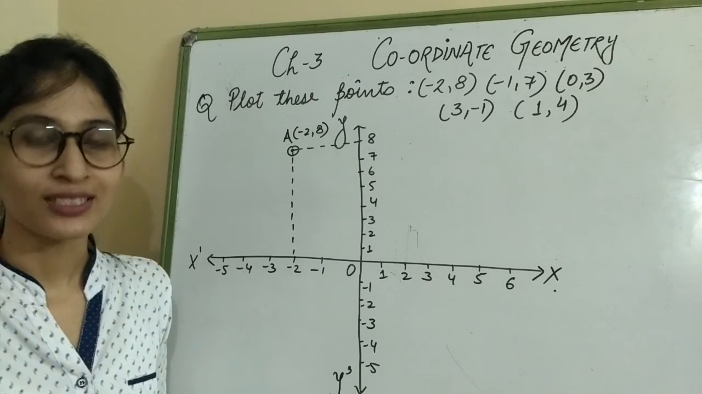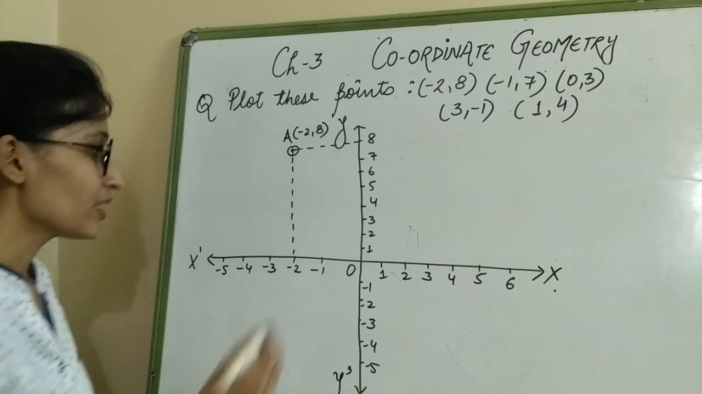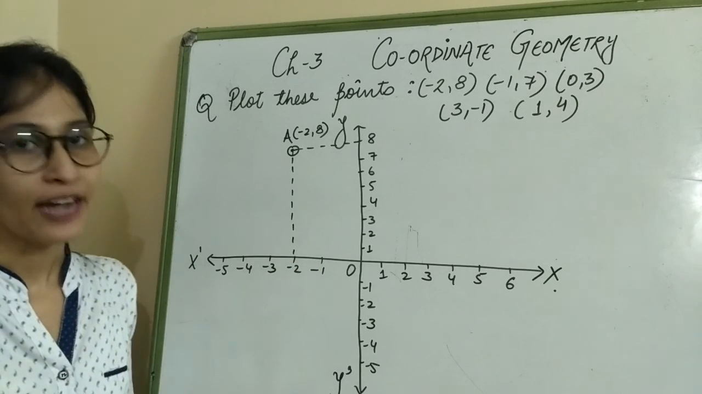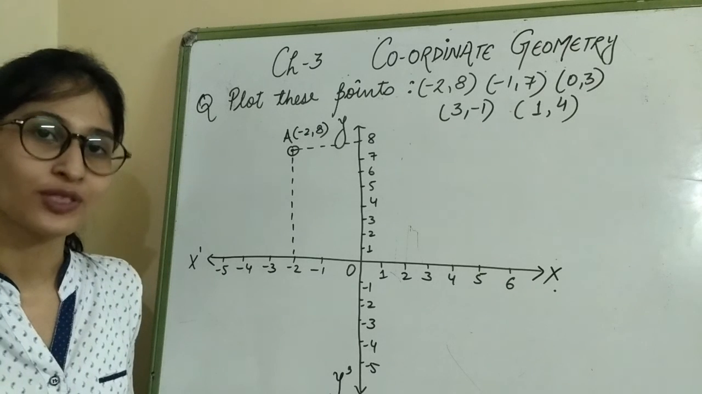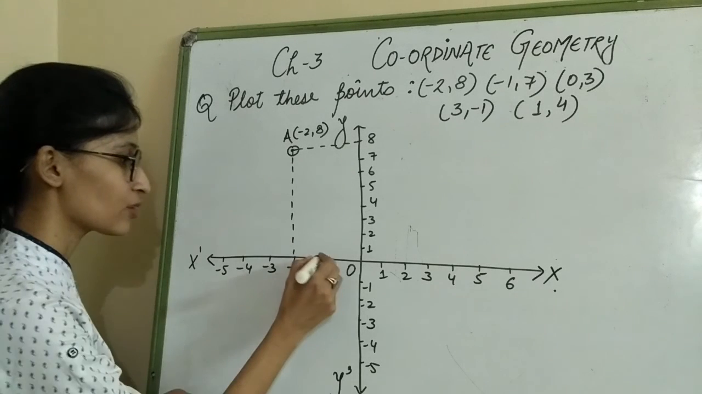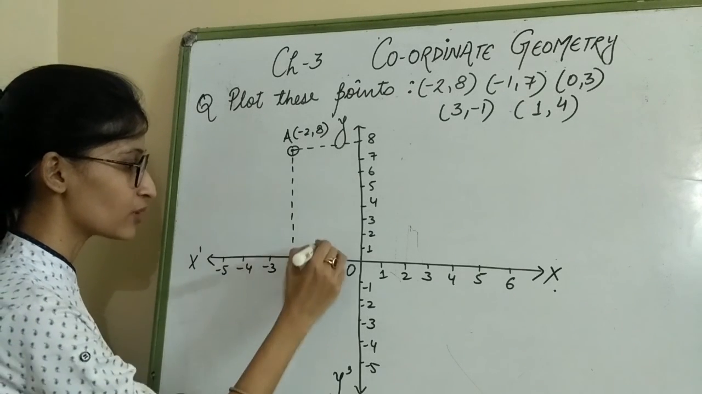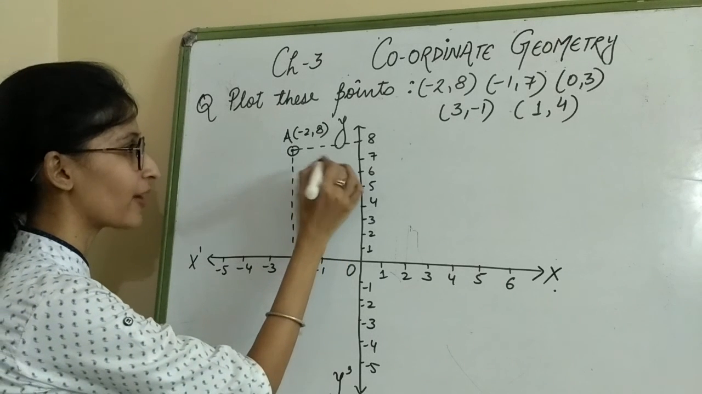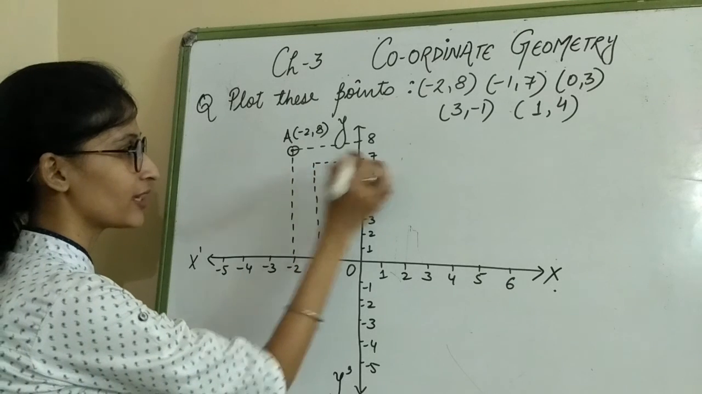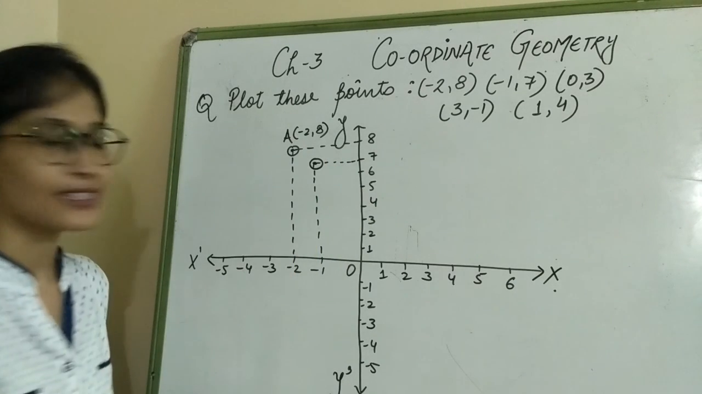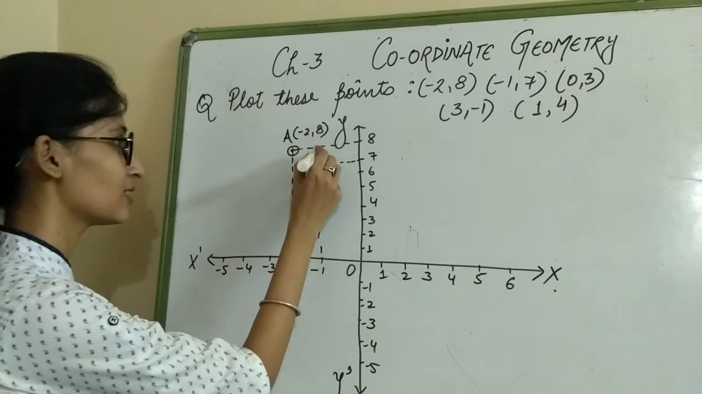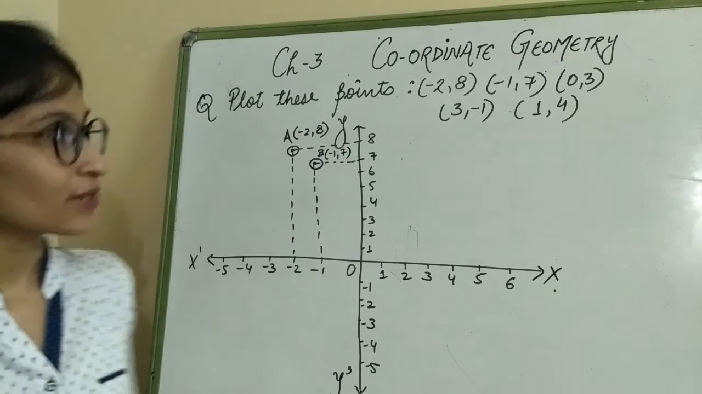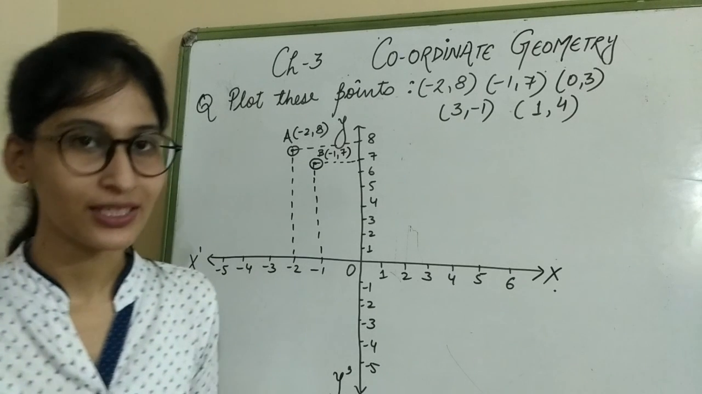The next point we have to plot is (-1, 7). Start traveling from the point -1 on the x-axis and travel till we reach point 7 on the y-axis. Let's say this is our point B, (-1, 7).